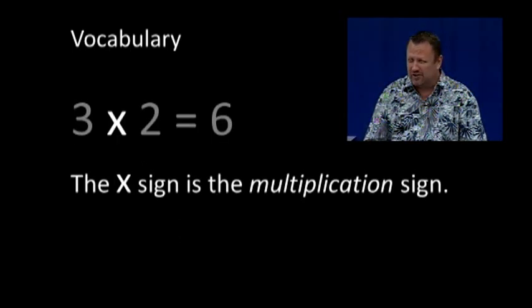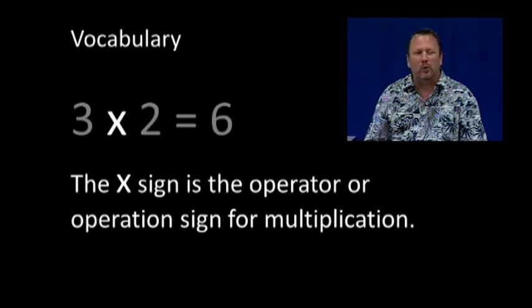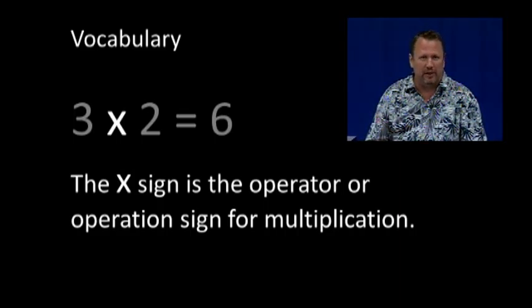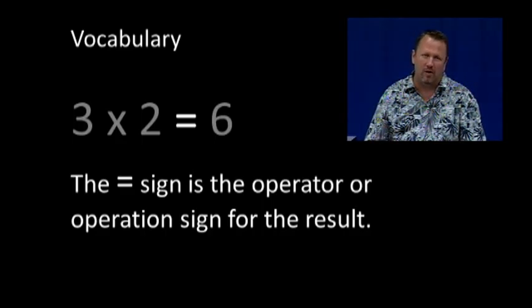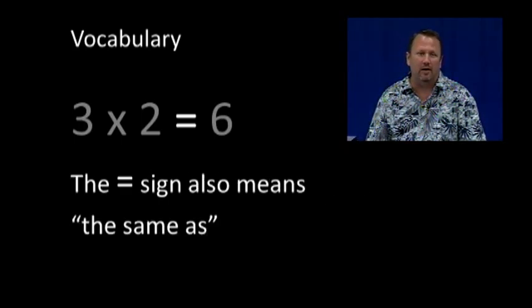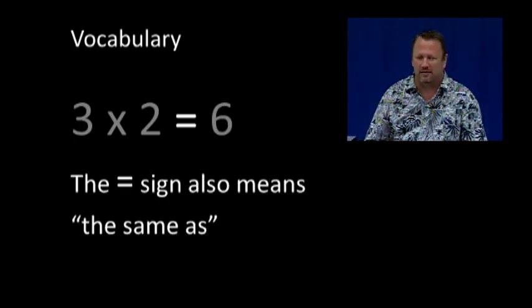So the multiplication sign is the operator or operation sign for multiplication. The equal sign is the operator or operation sign for the result. The equal sign also means the same as.